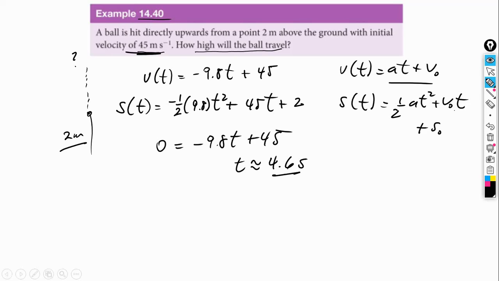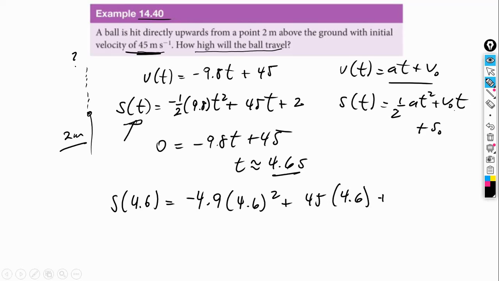So that means that we can now plug the 4.6 seconds into this function and actually find how high the ball will travel. Now, if we do that, that means that s of 4.6 is going to equal negative 4.9 times 4.6 squared plus 45 times 4.6 plus 2. And then from here, we're going to get approximately 105.32 meters.